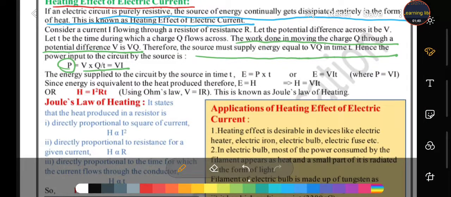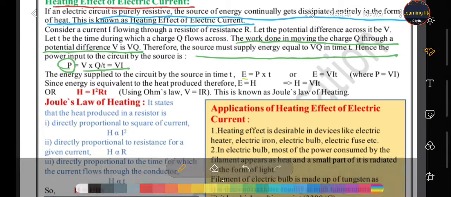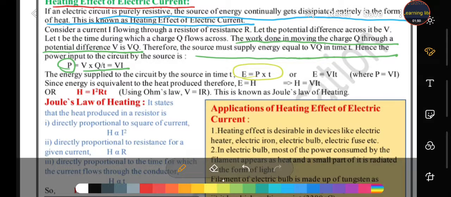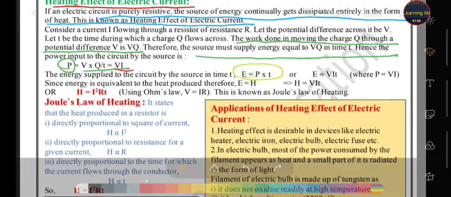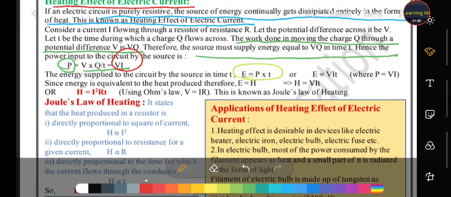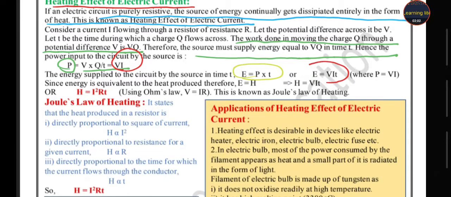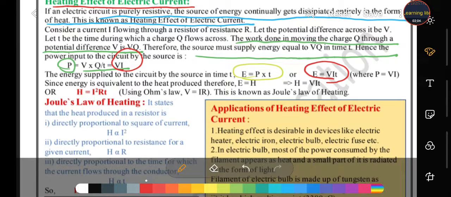The energy supplied to the circuit. Energy means power into time. How much power is dissipated in how much time. So E is equal to P into T. And P is equal to V into I. So E is equal to VIT. Okay students, E is equal to VIT.